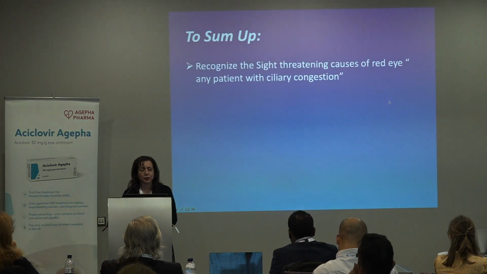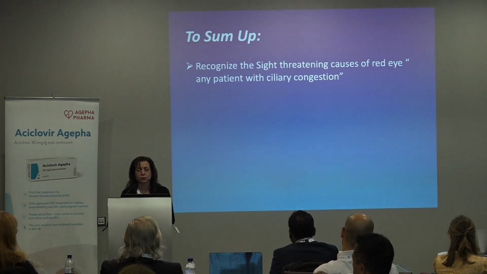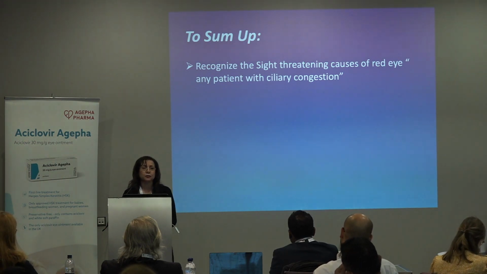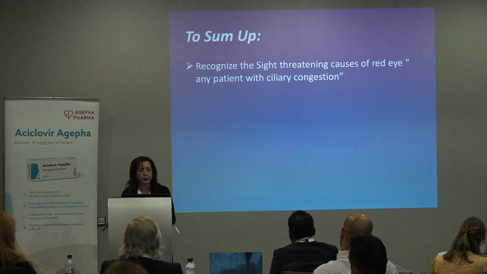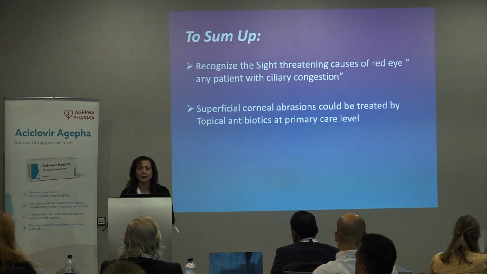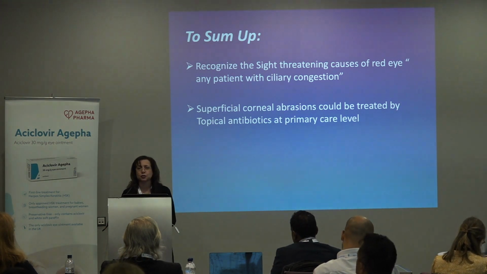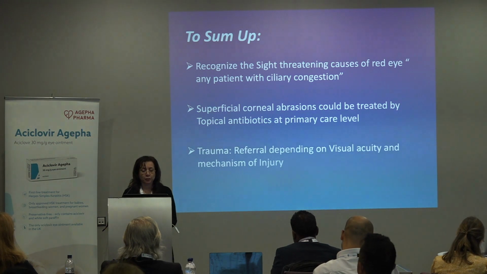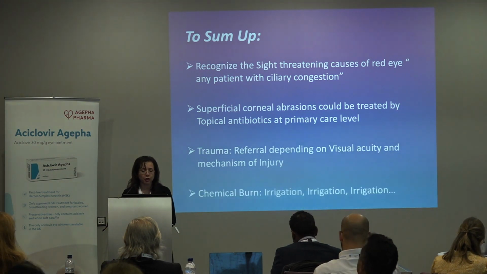So to sum up, we need to recognize the sight-threatening causes of red eye, and any patient with ciliary congestion needs to be referred to eye casualty. Superficial corneal abrasion could potentially be treated with topical antibiotic in primary care, but do bring the patient back and make sure that it's getting better. Trauma, you have to refer depending on the visual acuity and the mechanism of injury. Chemical burn, think of irrigation.